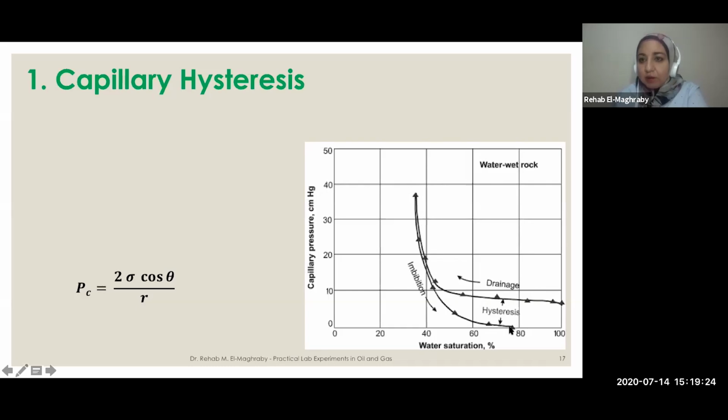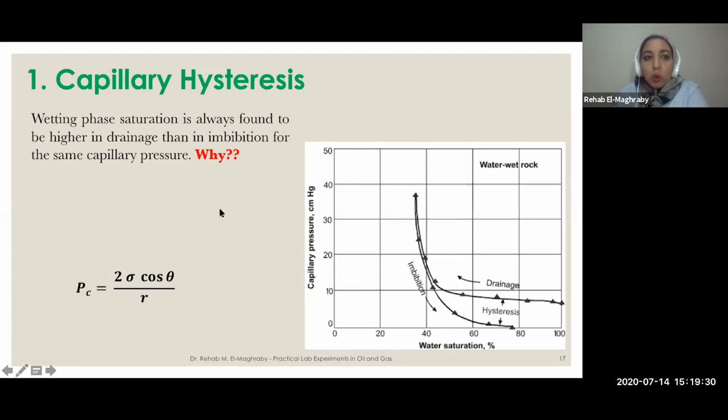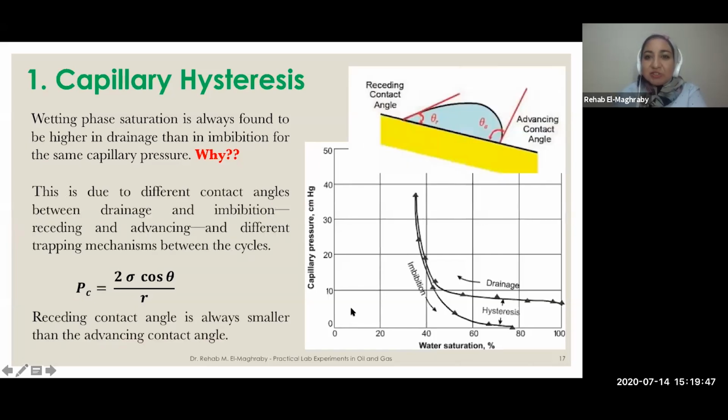So how come they are not the same curve? They are not following the same path. Why would you expect that, at the same saturation of water, you will find the drainage capillary pressure is higher than the imbibition capillary pressure? This is actually because of the contact angle hysteresis.